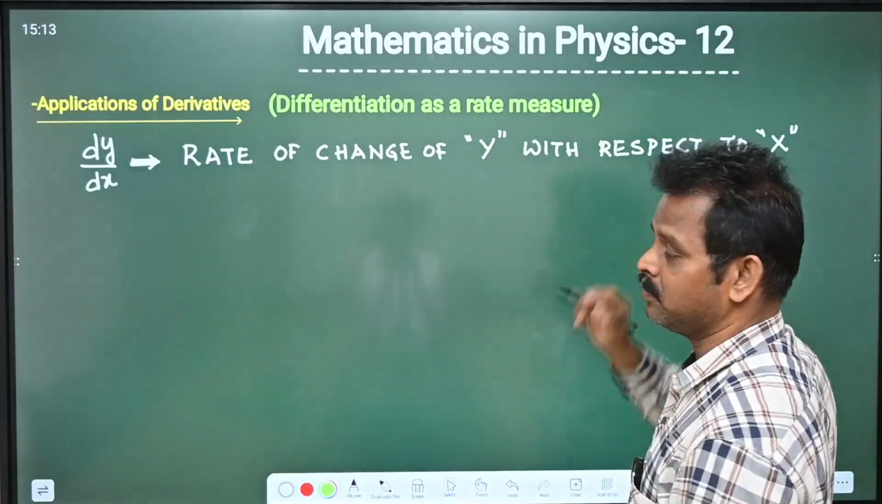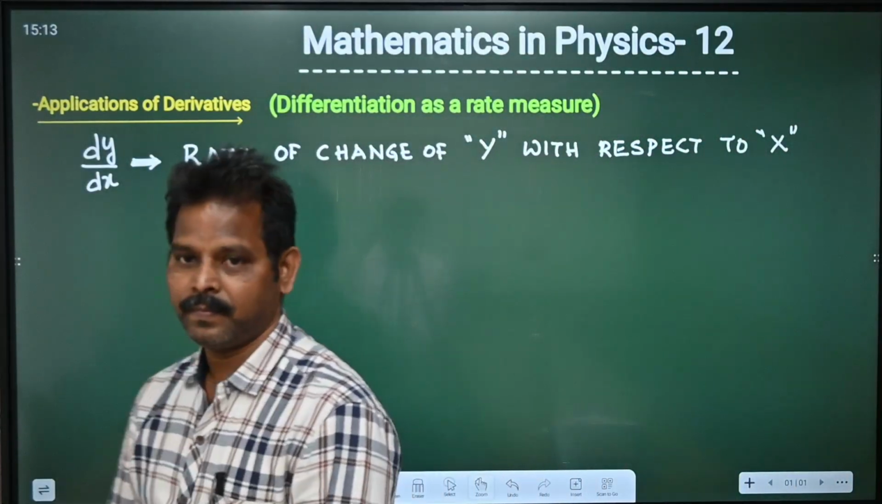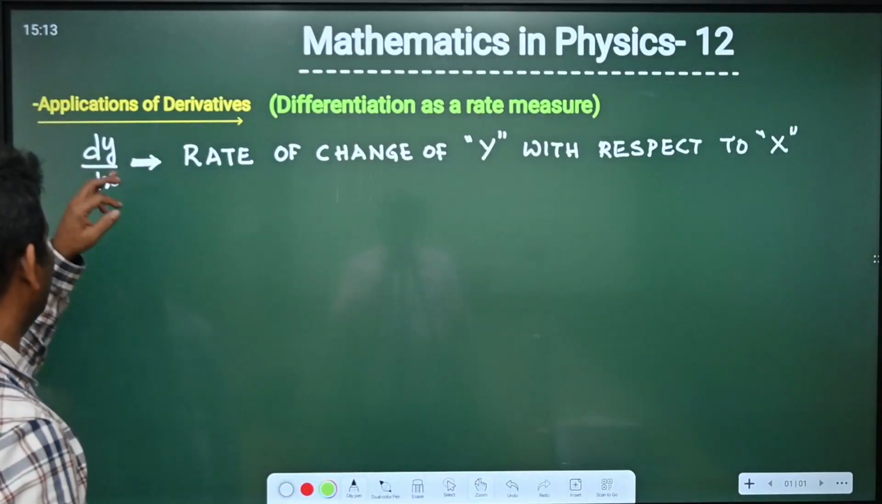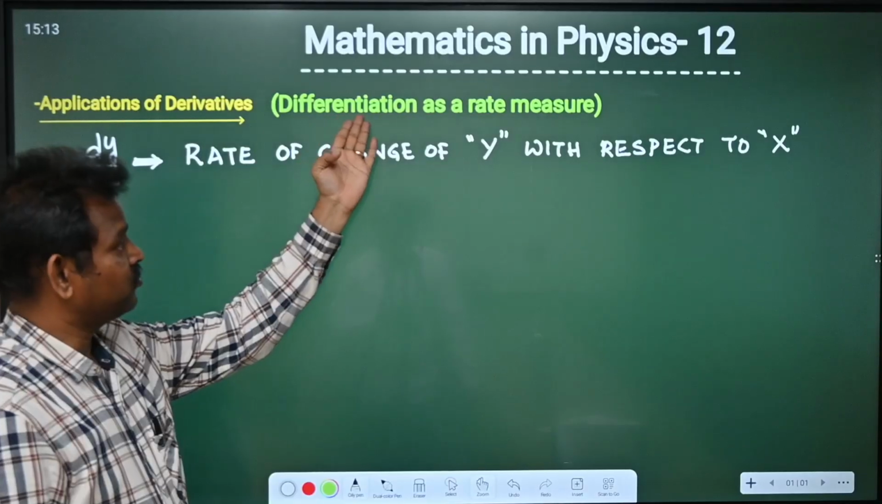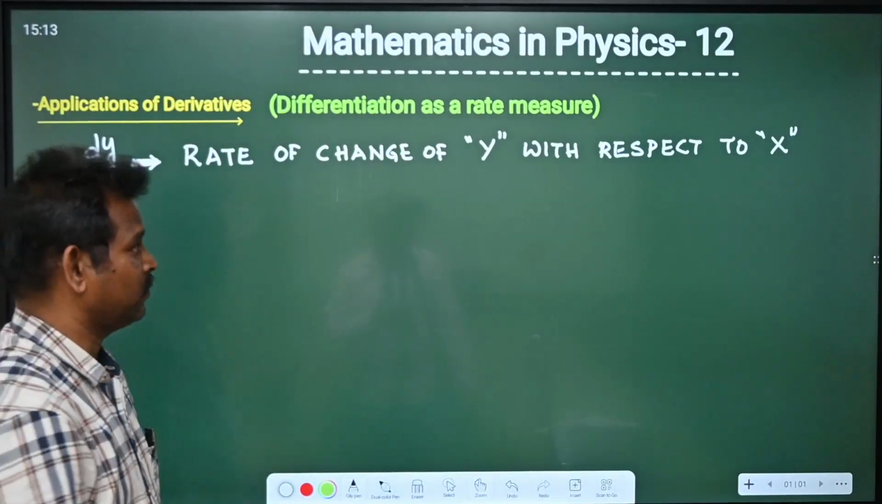Mathematics and Physics Part 12. Today we are going to learn about applications of derivatives, that is differentiation as a rate measure.